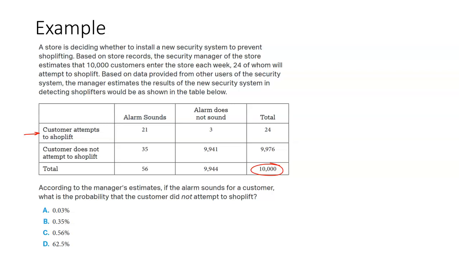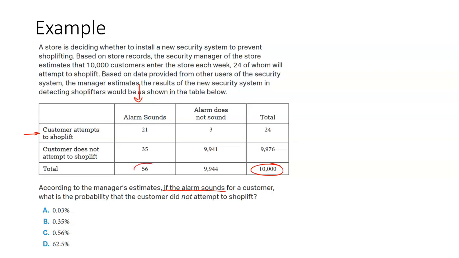So there's a lot of information here. When we're solving for a certain probability, we only need 2 numbers out of all of those. So we need to be very, very careful about picking the correct 2 numbers. So according to the manager's estimates, if the alarm sounds, okay, what row or column tells me if the alarm sounds? That first one, that first column. So this is the column that I'm concerned with. Okay, if the alarm sounds. How many times did the alarm sound?